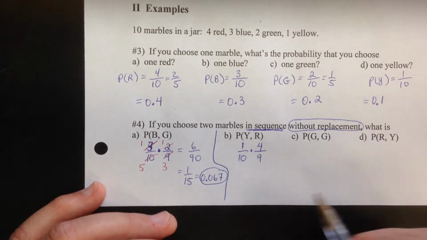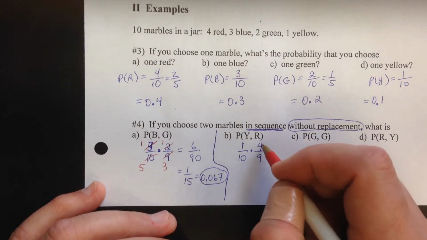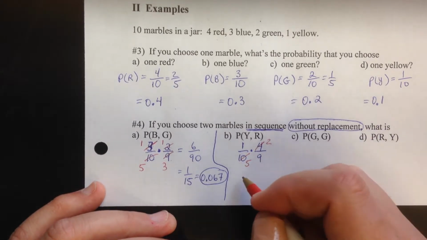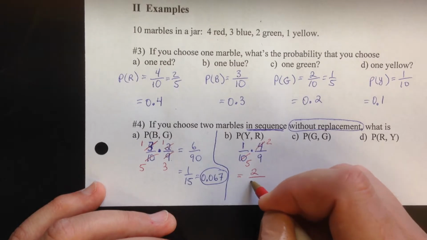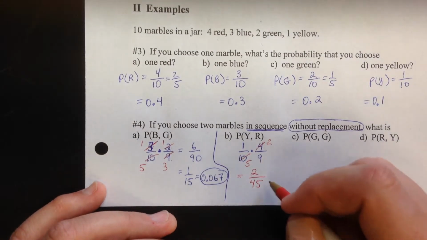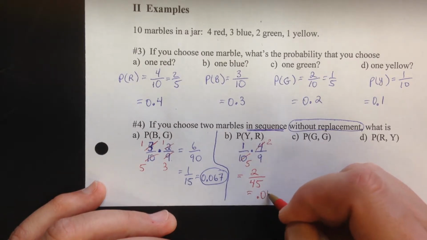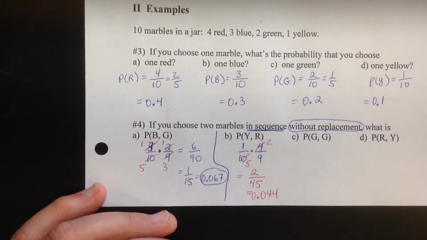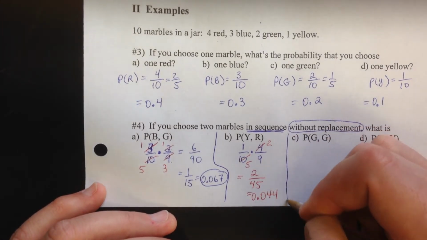And now we multiply, although what I would do again is reduce first. 4 over 10 is 2/5. And what we have is 2 in the top over 45. As a decimal, it's 0.044. It's about 4%. So not great probabilities of doing this.